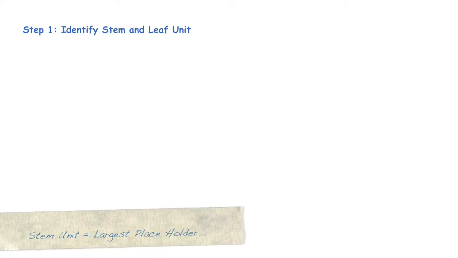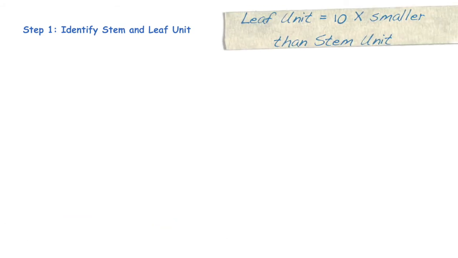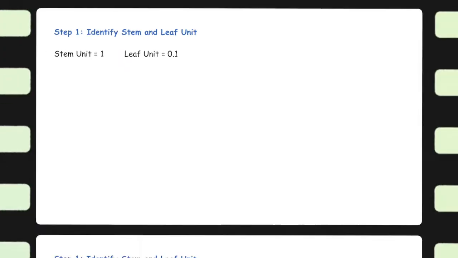Conventionally, the stem unit is always the highest placeholder in your data set, and the leaf unit is always 10 times smaller than the stem unit. In this particular case, because all of our sample values are in minutes, it would be convenient to identify the stem unit as 1 minute and the leaf unit as 0.1 minute.